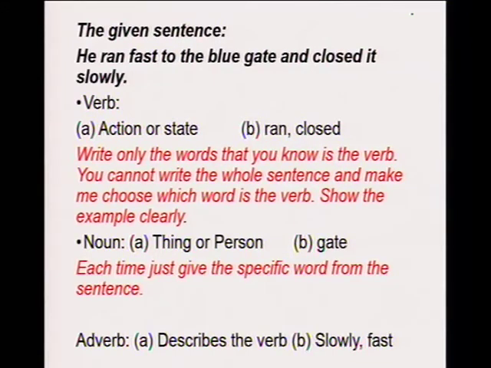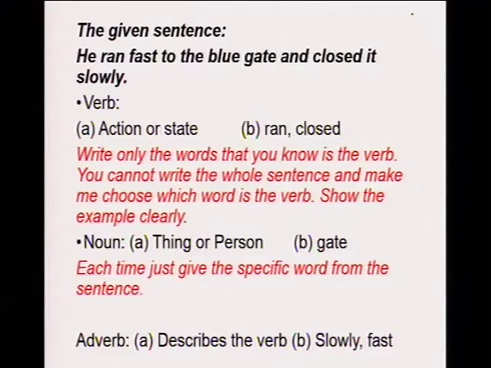Now for this instance, the given sentence: he ran fast to the blue gate and closed it slowly. So the 2 verbs are the 2 actions. He ran and he closed. So with B, you write only ran and closed. Write only the words that you know are the verbs. You cannot write the whole sentence and make me choose which word is the verb. Show the example clearly.